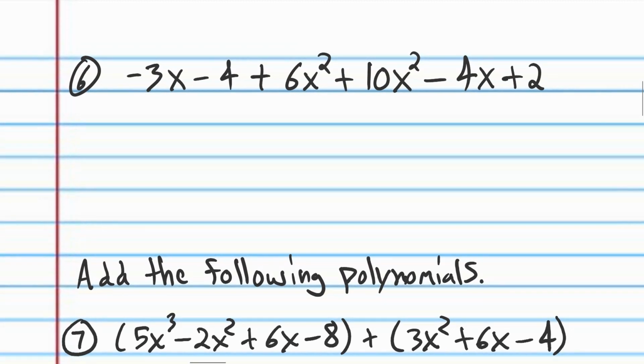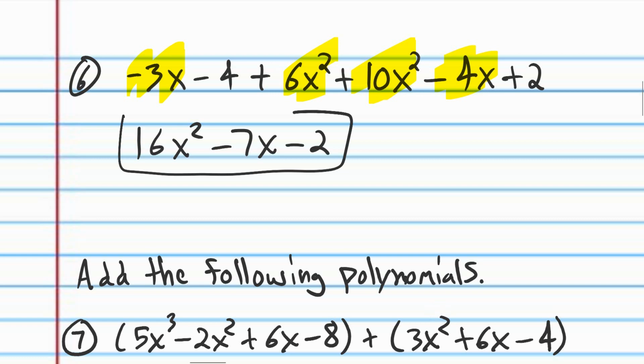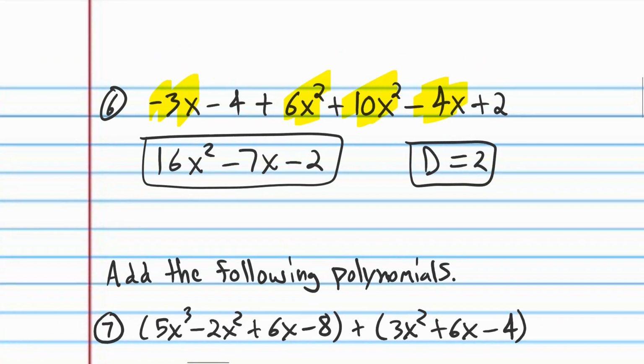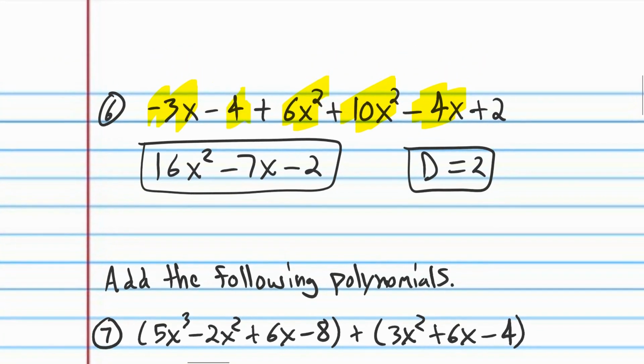All right, we're back. So you should have 16x squared, because that's the highest power, and then you should have minus 7x. And you should have minus 2, and that is the simplified polynomial, and the degree is 2. So if you got those answers, good job.